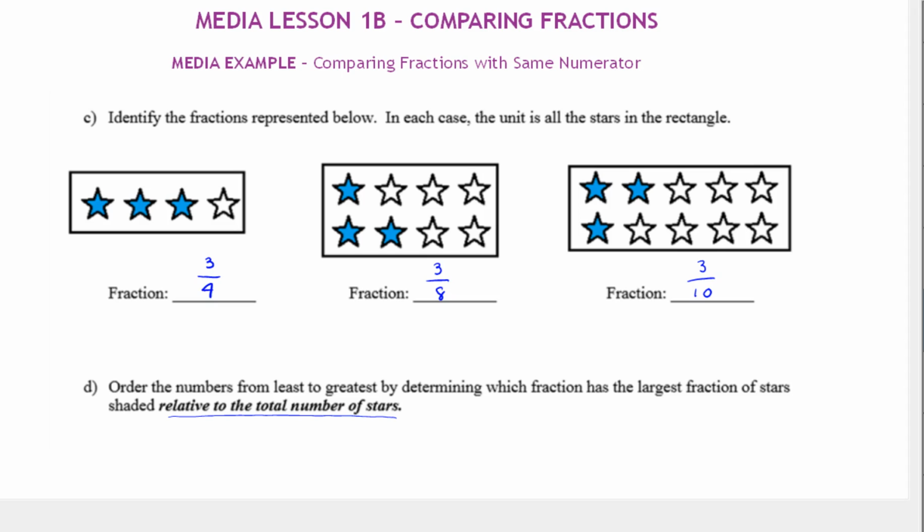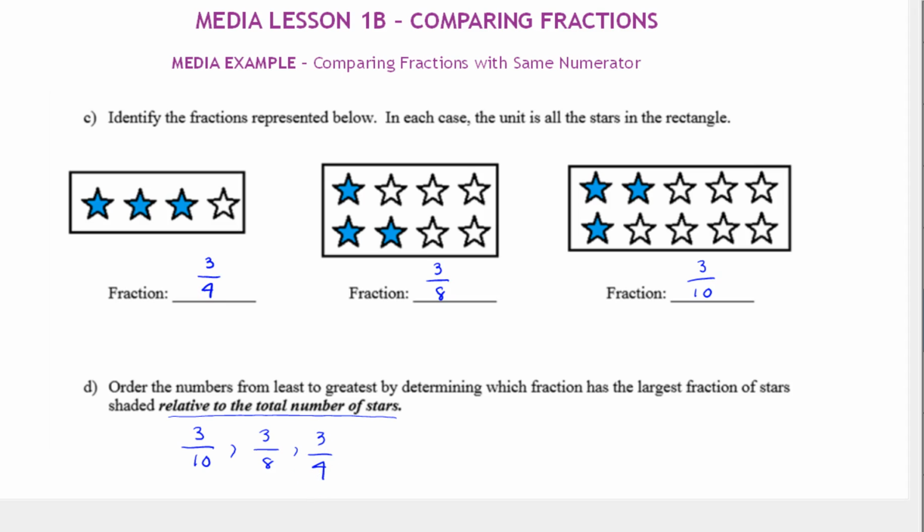Okay, so looking at the fractions, it's going to work just like the last problem. The numerators are all the same. But relative to the total amount of stars in each picture, the larger the number of stars, the smaller the number. So 3/10 is the smallest, then 3/8, and finally 3/4.